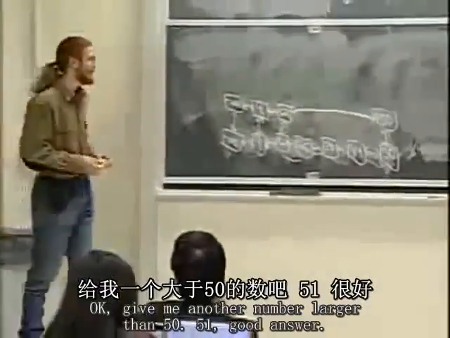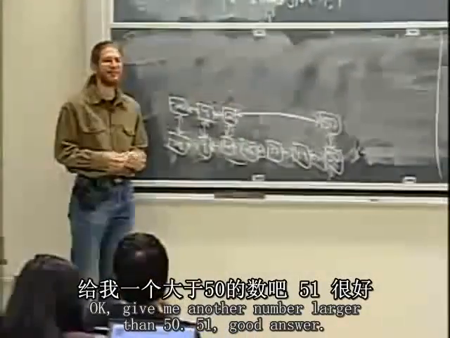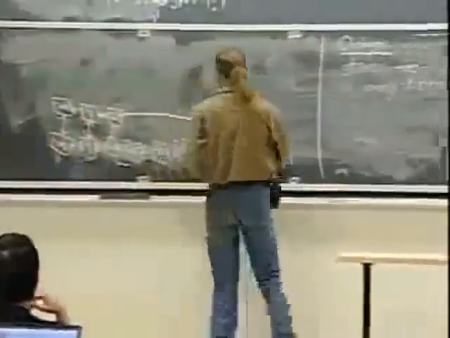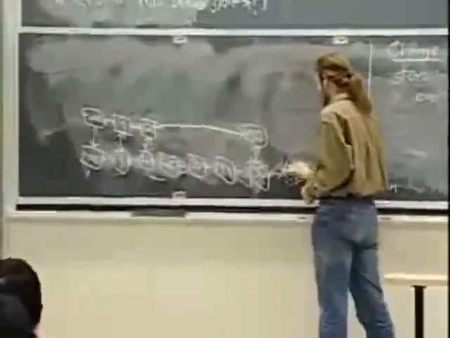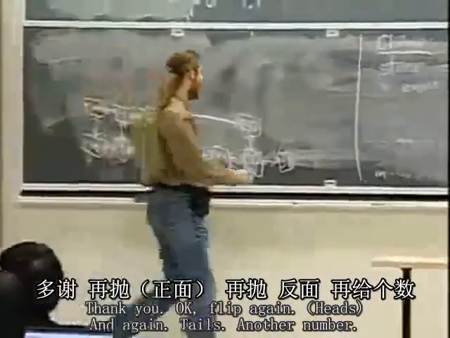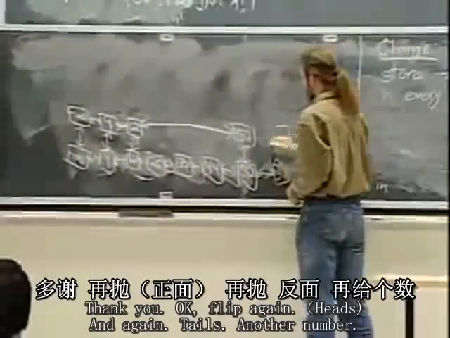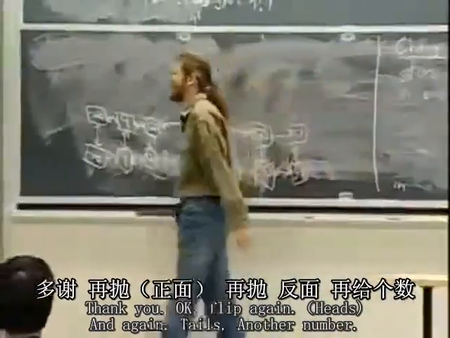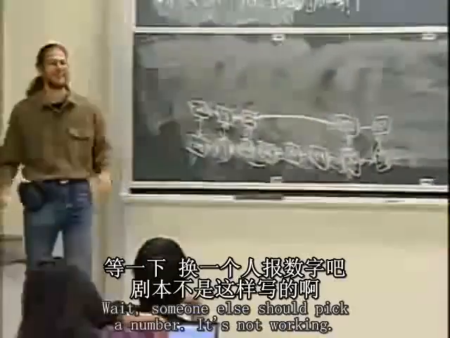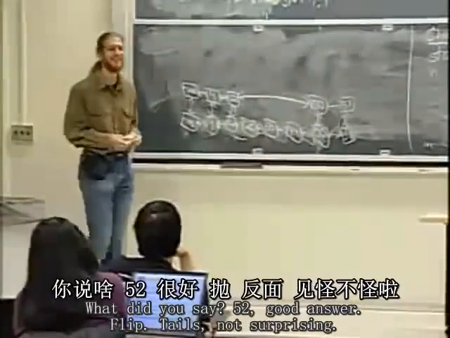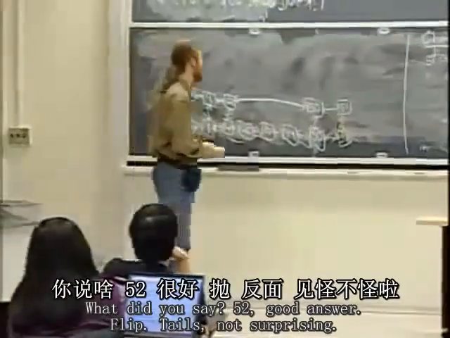Okay. Give me another number. Larger than 50. No, what? Sorry? 51. Good answer. Thank you. Okay, flip again. Heads. Good. And again. Tails. Oh, boy. Another number. Maybe someone else should pick a number. It's not working. What did you say? 52. Oh, good answer.